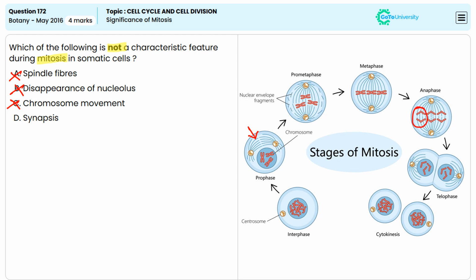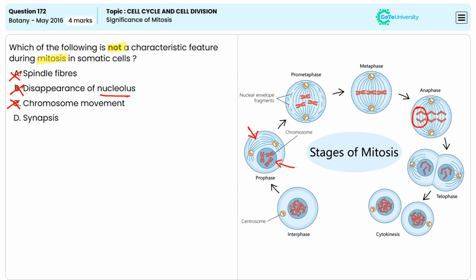So option A is incorrect. Option B, disappearance of nucleolus. So this happens during the prophase of mitosis as the cell prepares for the chromosome condensation and division.